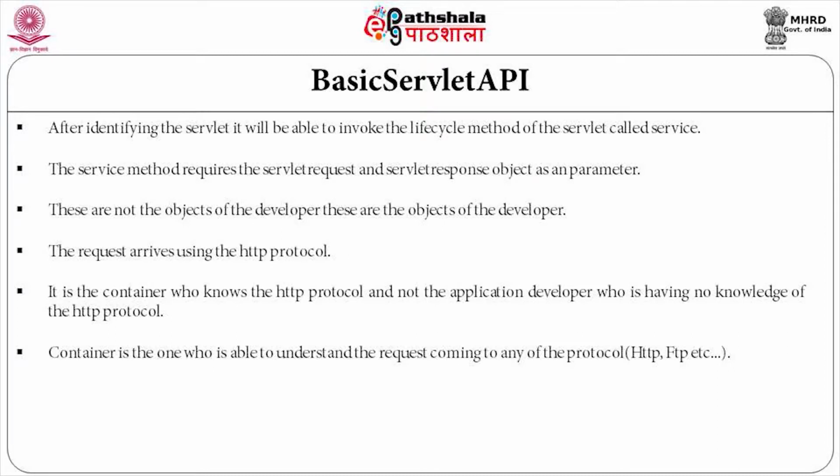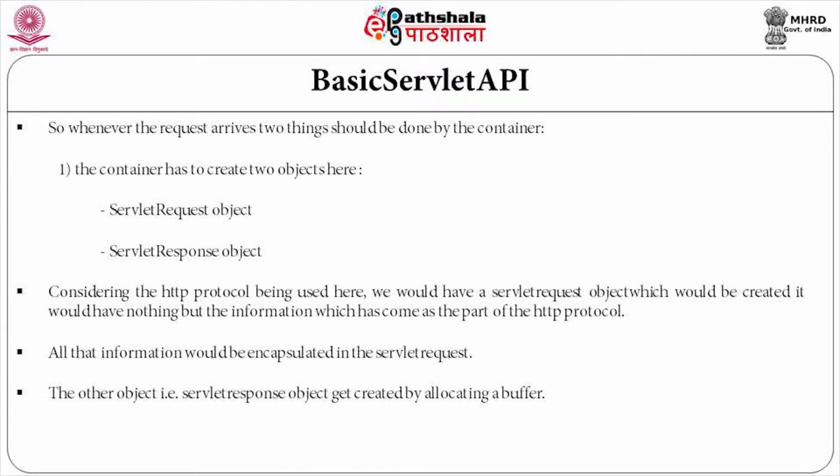After identifying the servlet, it is able to invoke the regular lifecycle method of the servlet, which we already know. The regular lifecycle method is called service. But what does the service method require? The service method requires servlet request and servlet response objects as parameters. These are again not the objects of the developer, but the objects of the container. The container creates these objects. See what exactly is happening. When the request arrives, it arrives using the HTTP protocol, and the container is the one who knows the HTTP protocol.